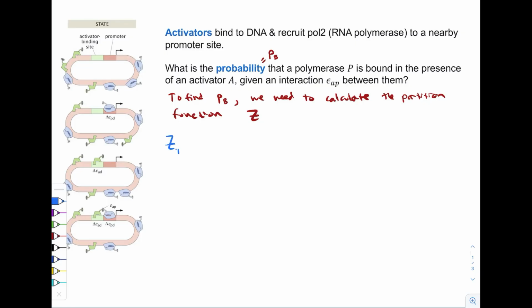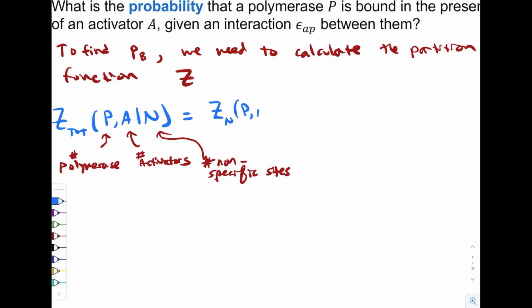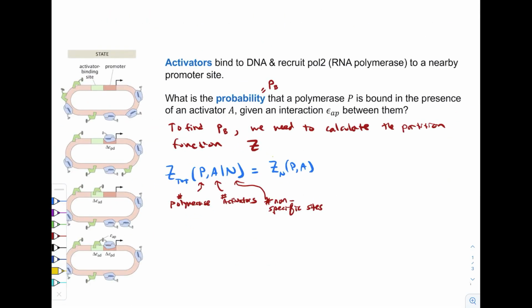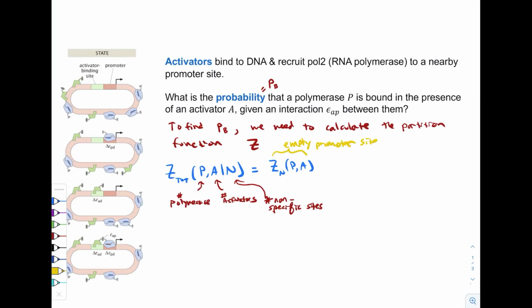Okay, to find this probability, call it PB, we need to calculate the partition function Z. So the total partition function Z is a function of P, the number of polymerase, A, the number of activators, and N, the number of nonspecific DNA sites. Okay, and the total partition function is equal to Z of P and A when there is an empty promoter site and an empty activator site, that's this scenario on the top, plus the partition function when a polymerase is bound with specific energy epsilon PDS.